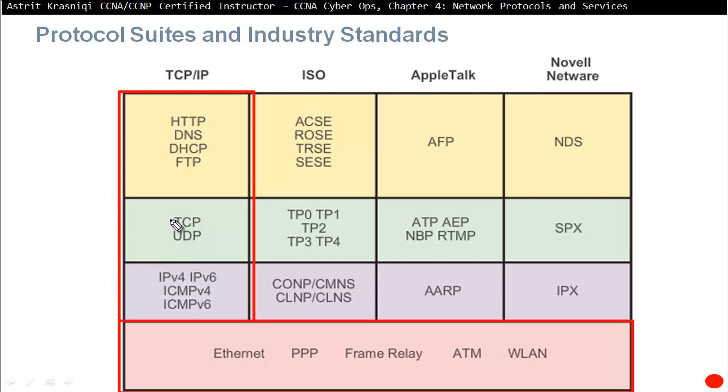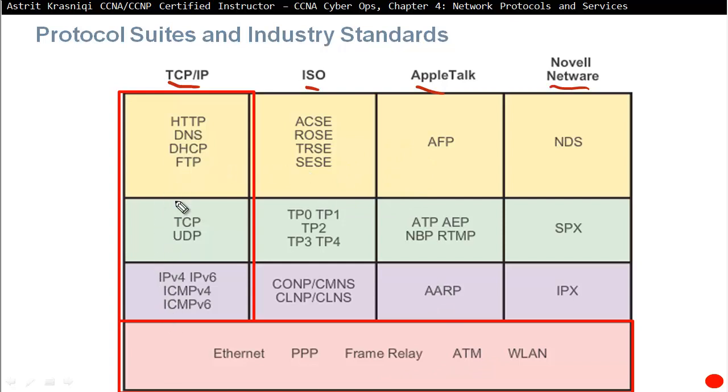Protocol suites and industry standards. Now we have different protocol suites: TCP/IP, ISO, AppleTalk, Novell NetWare, and so on. But we don't need to learn all of these. In this curriculum, pretty much everything is the TCP/IP model. Now we have layers. For example, this is the application layer, this is the transport layer, internet layer, and network access. As you can see, the network access is the same for all the different standards. But the only one that you need to learn is the TCP/IP model.